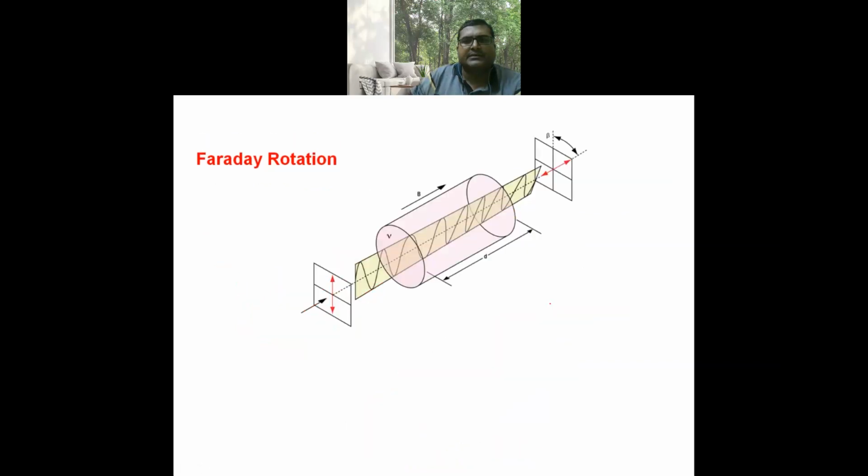Faraday rotation, as I just explained. Once again, I will draw the diagram. This is the direction of propagation. Let this be y and this be x at the t equal to 0 position. You can observe how the wave gets rotated at different time instants.